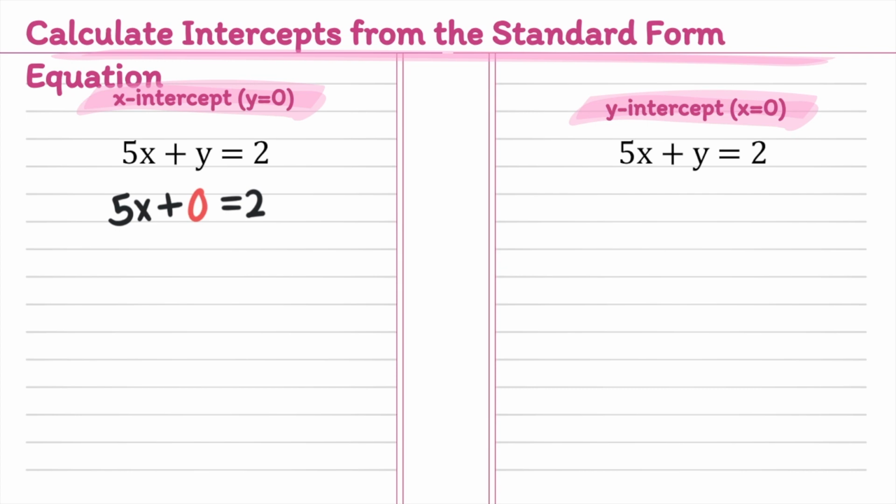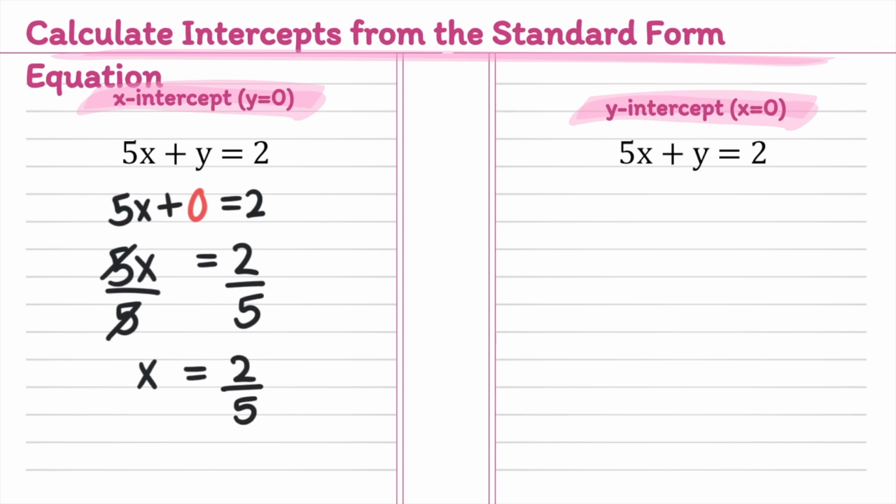So I have 5x plus 0 equals 2. That's the same thing as saying 5x equals 2. And when we divide both sides by 5 in order to isolate x, we get that x equals 2/5. So our x-intercept is 2/5.